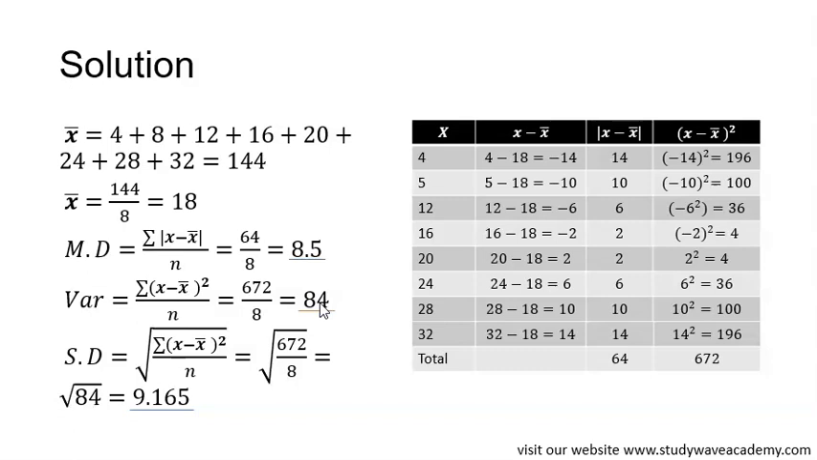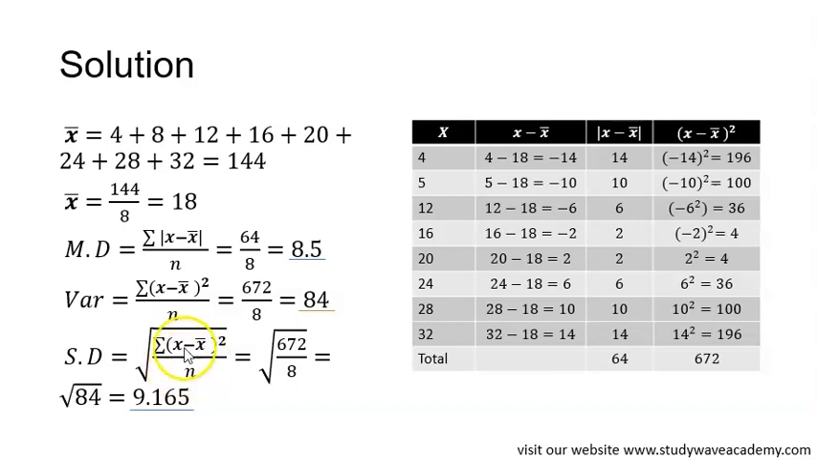Good. So we have solved for the mean deviation, which we got 8.5. We have also solved for variance, which we got 84. Now we are going to be solving for standard deviation, okay? The formula for standard deviation is the square root of the sum of x minus x bar raised to power 2 over n, or the square root of variance, right? Do you know what we mean by that?